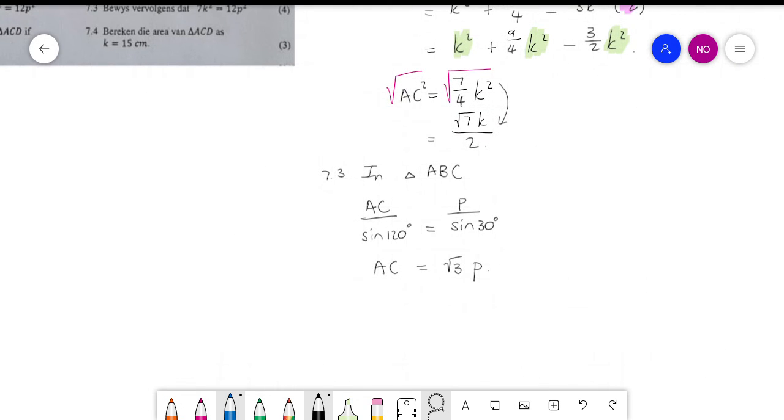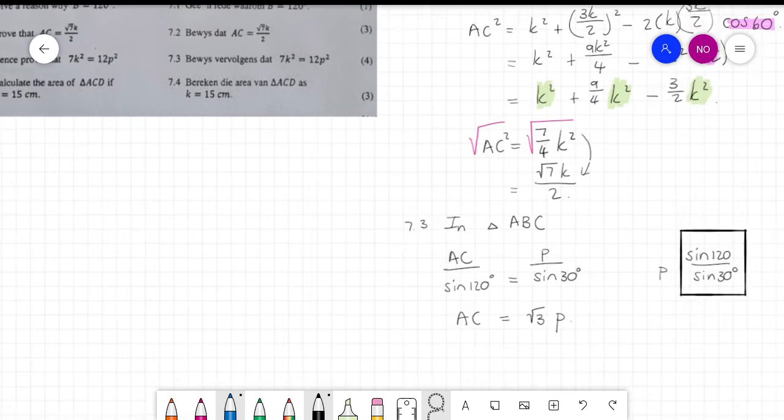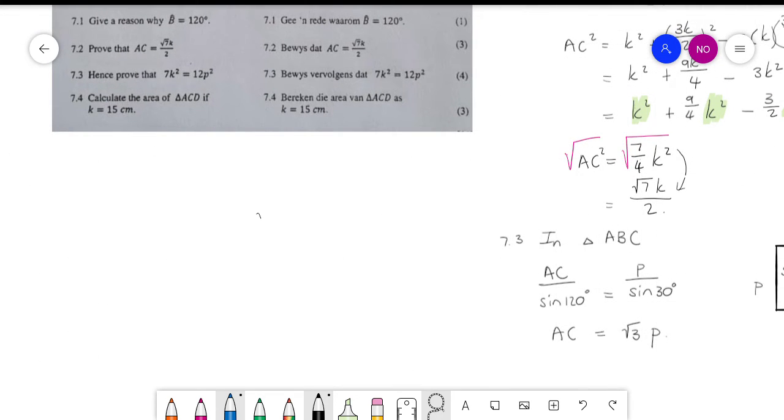Basically what I did there, guys, is I said P sine 120 over sine 30. So I just typed that into my calculator. Okay? Because that will be the fraction. You're allowed to take something out from the top. Okay. And both of those ACs must be equal to one another. So we've got root 3p is equal to root 7k over 2. Ek gaan hom aan al twee kante kwadreer.